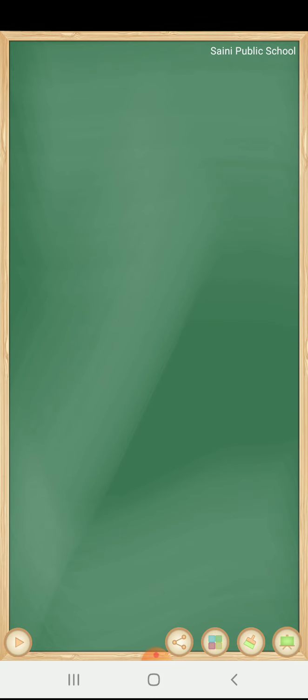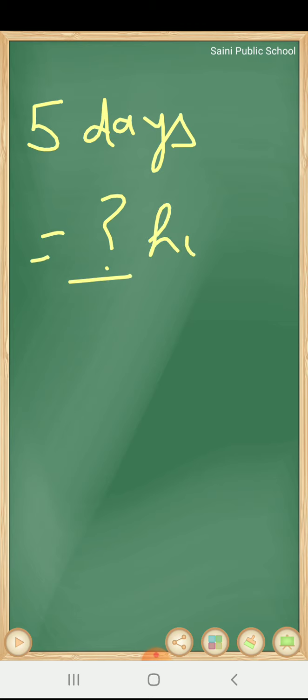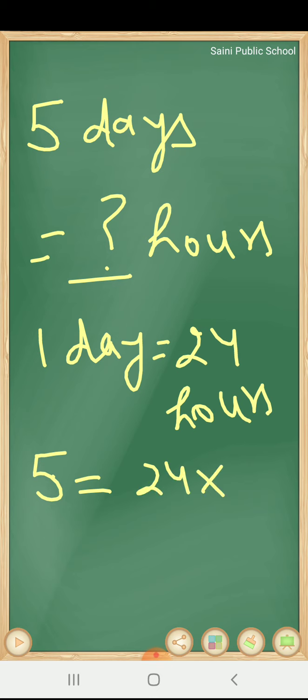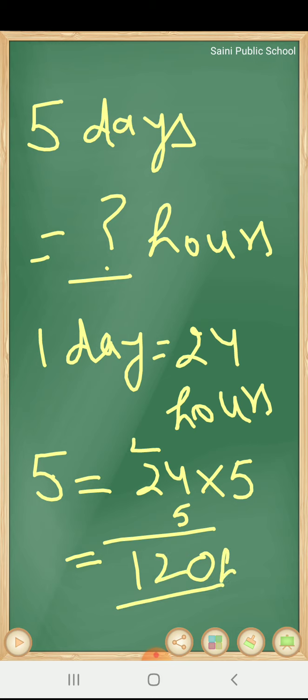Let us discuss one more example. Suppose we want to convert 5 days into hours. Again, we know one day is equal to 24 hours. So 5 days is equal to 24 into 5. 5 fours are 20, 2 carry, 5 twos are 10, 10 plus 2, 12. So 120 hours. So in 5 days there are 120 hours.